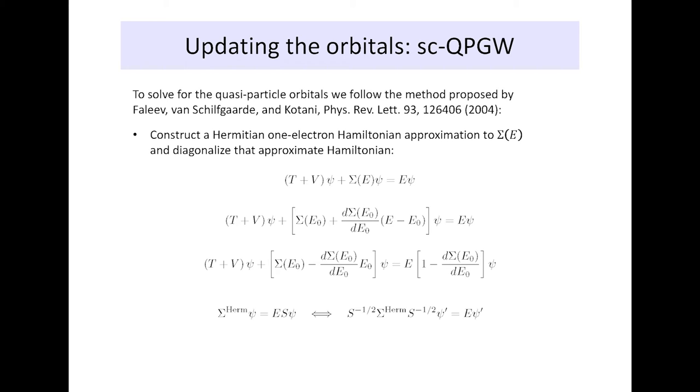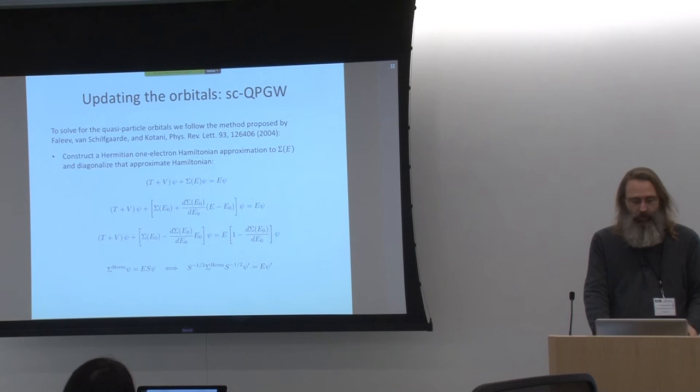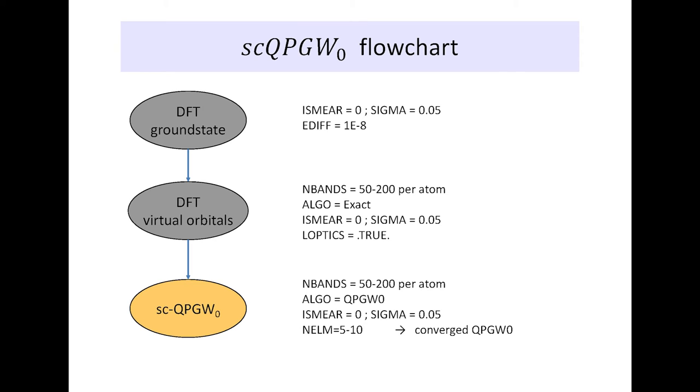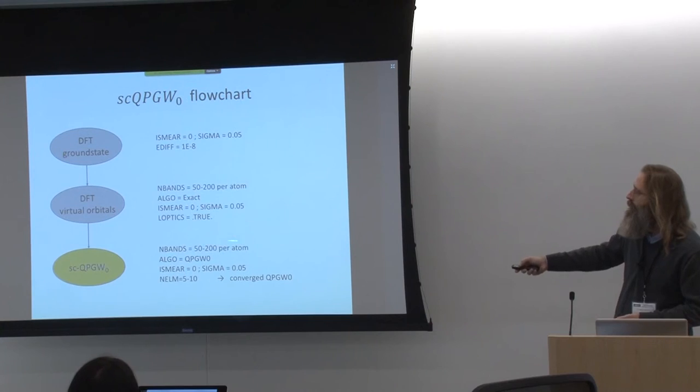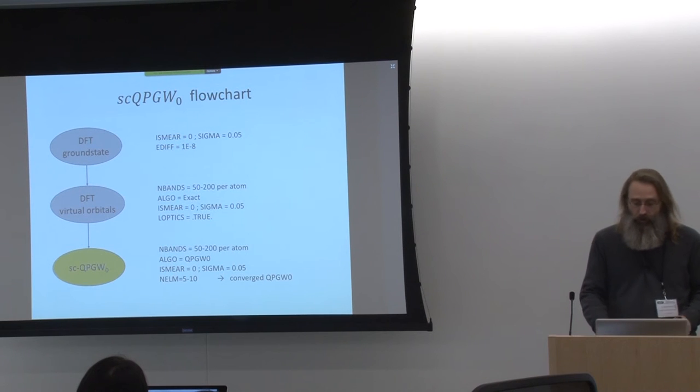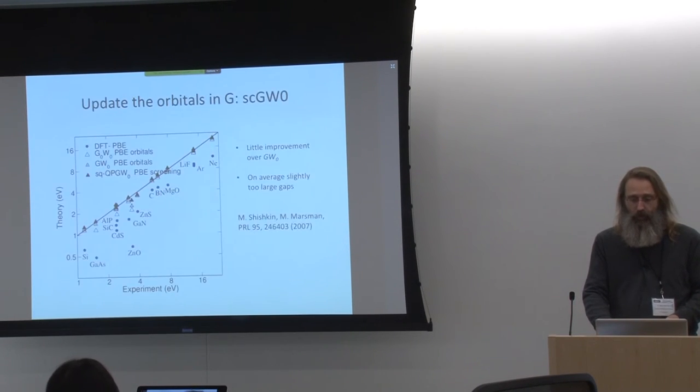And this is a description of how this is done. This is approximately done. I won't go into the technicalities of this, only mention that it is possible to do it. And there's a little flow chart of how to do it. So it's essentially the same thing that we've done before, but now there's a slightly different keyword here that specifies the algorithm to use there. It's much more expensive than the calculations we saw before.